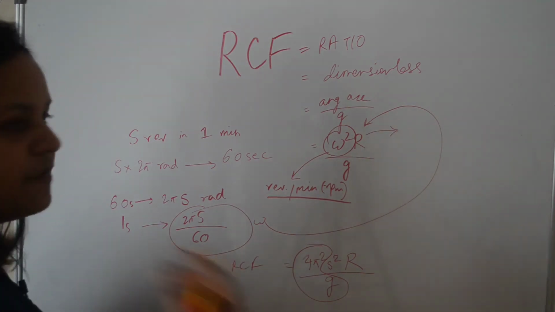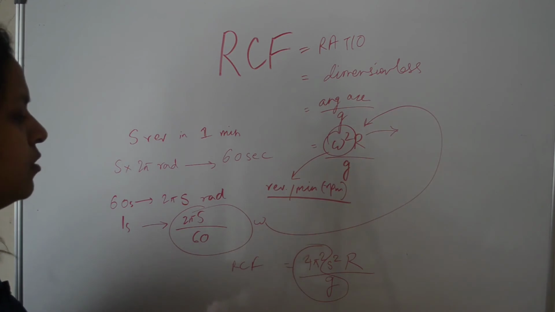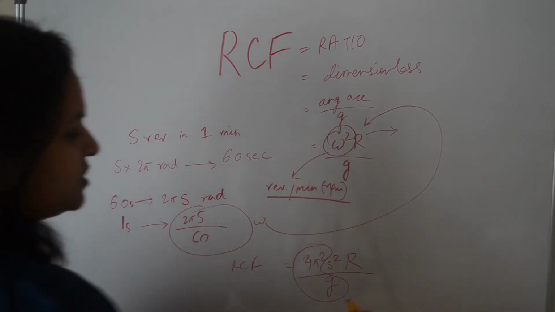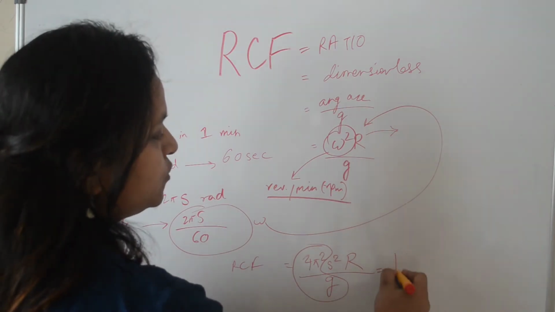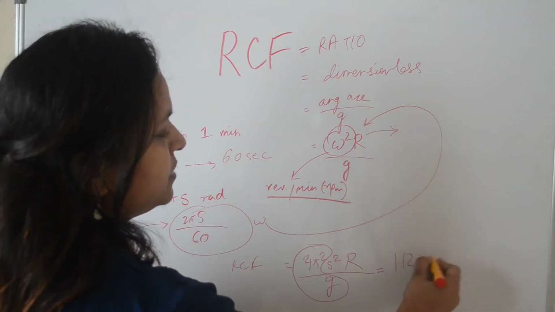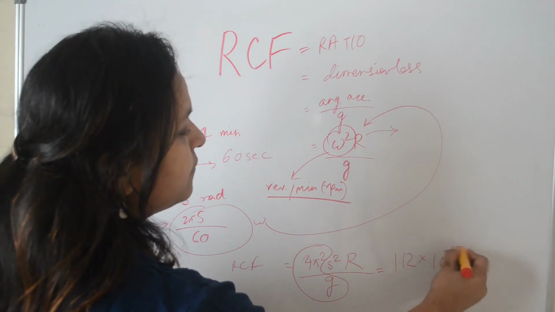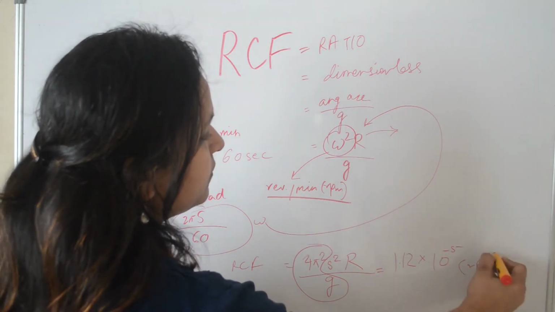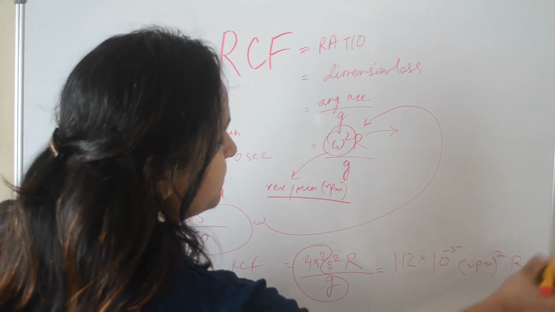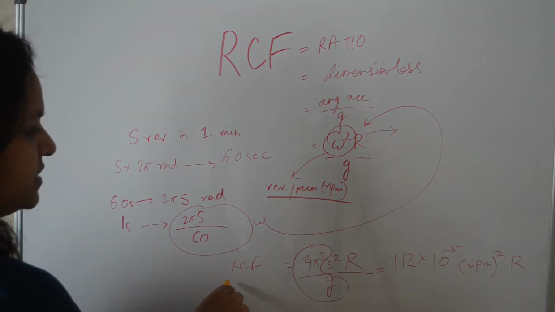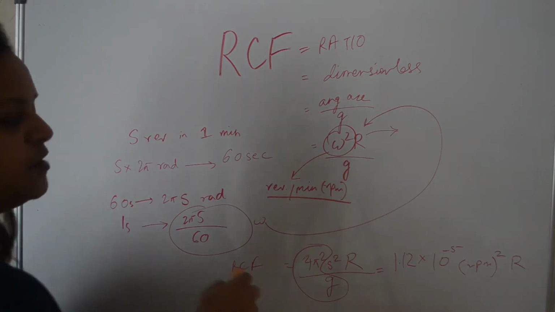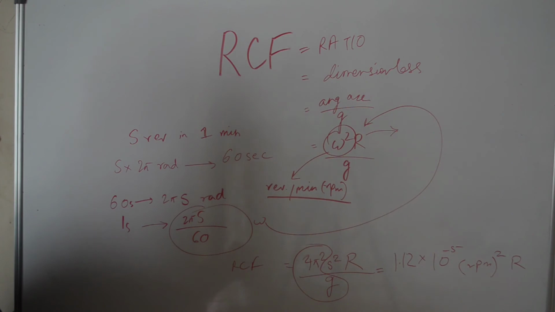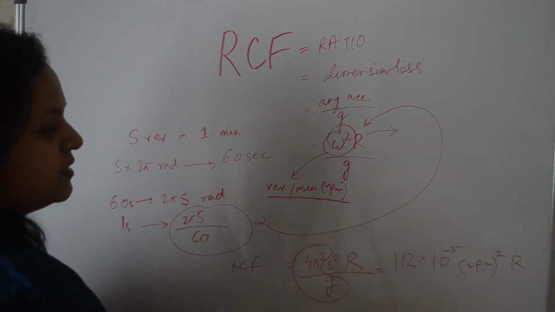So every time you're doing a problem, you don't have to go and put in values for g and pi square. So we'll just pre-calculate that, and that comes up to 1.12 into 10 power minus 5 s square, that is the RPM square, capital R. That is the expression for RCF. Now if you know the RCF and you want to find the RPM, or you know the RPM and you want to find the RCF, you can do that by using this expression.